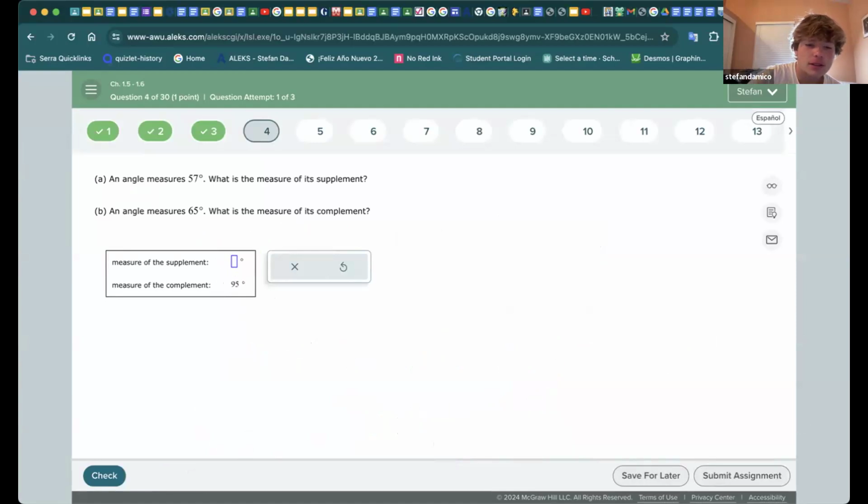95. No, the supplement is going to be 123, and that's going to be 25. That adds up to 90. Yep. Just keep moving.